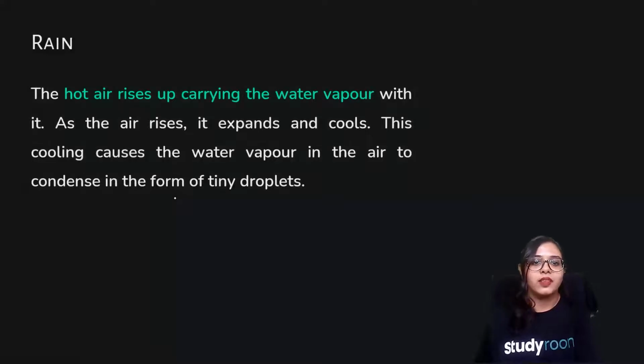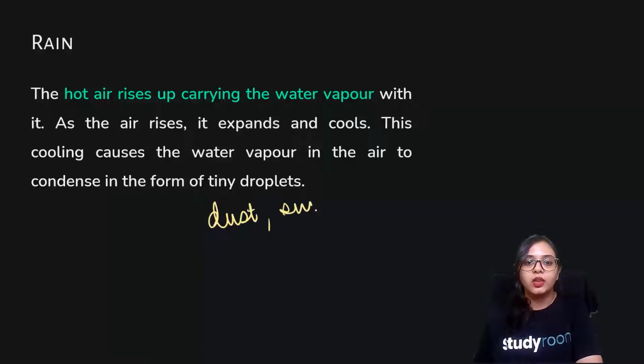The hot air rises up carrying the water vapor with it, and as the air rises, it expands and cools. This cooling causes the water vapor in the air to condense in the form of tiny droplets. What happens in an atmosphere? There are many air particles, be it dust or smoke, and various other small minute particles. And water vapor evaporates from an area where warm air is rising up.